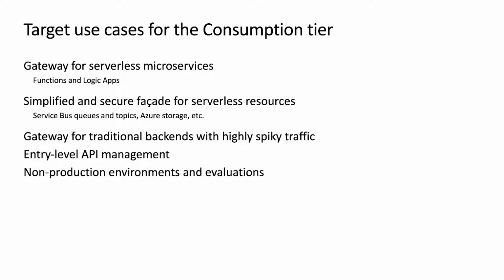Here are some target use cases for the Consumption tier. Since it comes with a number of serverless properties, it is a good fit to use together with other serverless resources such as functions and logic apps. It's also a good entry point of API management and for non-production environments. Given its built-in auto-scale feature, it is also good for APIs with spiky traffic.